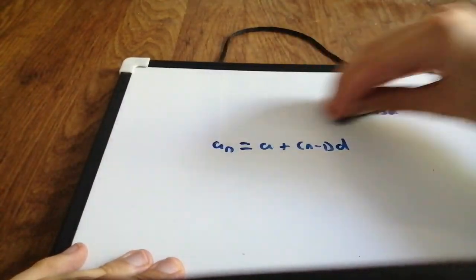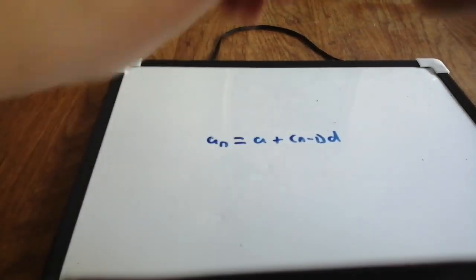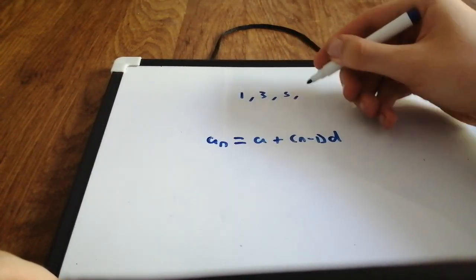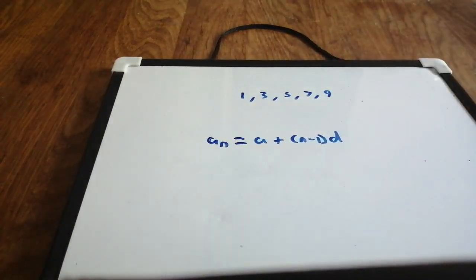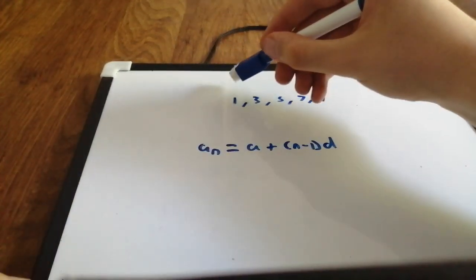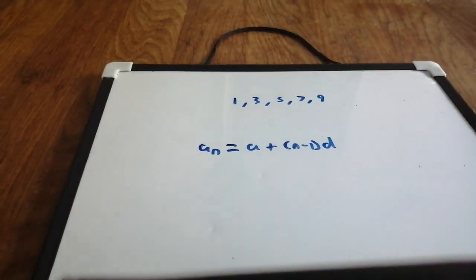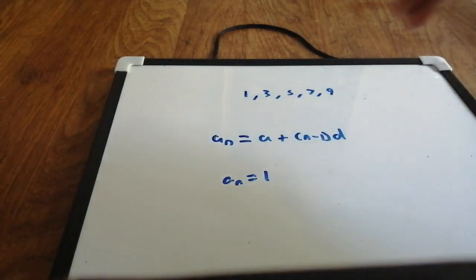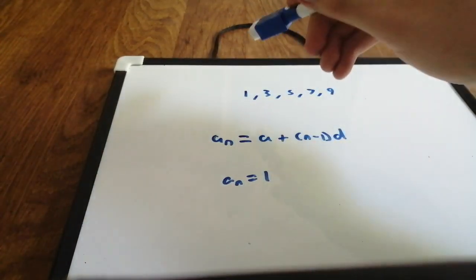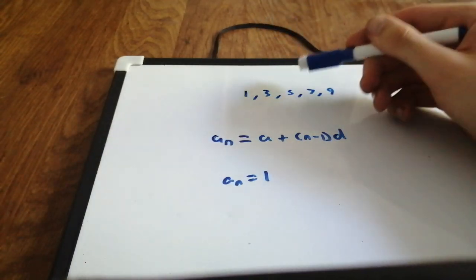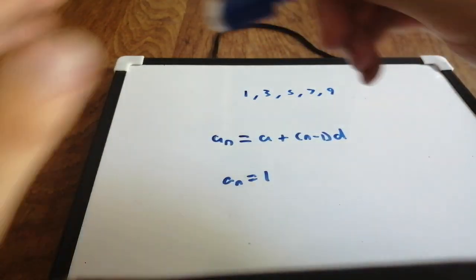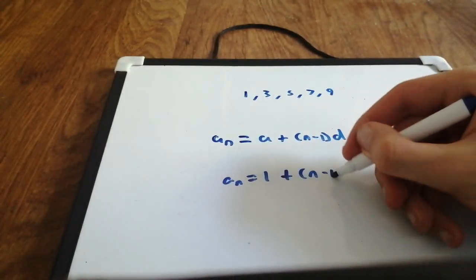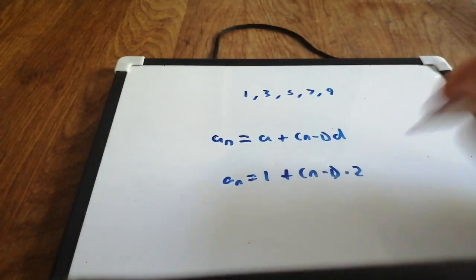We're going to use the example of 1, 3, 5, 7, and 9. So if we have our sequence 1, 3, 5, 7, and 9, in this case our first term is going to be 1, isn't it? So we can rewrite that as a equals 1. The next part is to find the common difference, which we earlier said was 2. So d is going to be equal to 2 in this case. So we're going to write this as n minus 1 times 2.